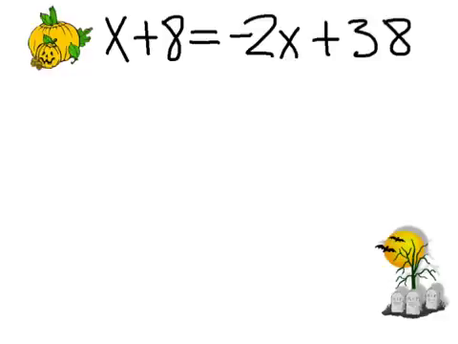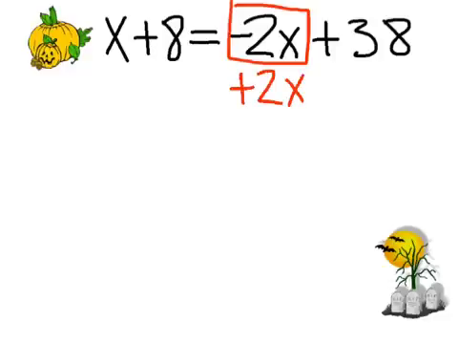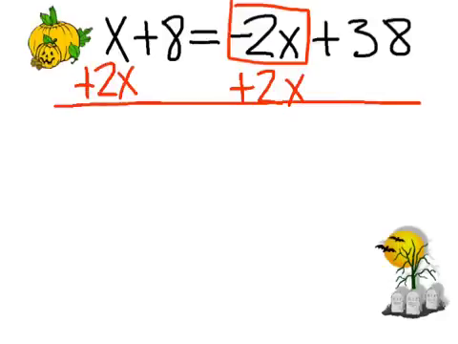Okay, for example 1, we want to try and get the x's all on one side and all of our numbers on the other side. So the first thing we're going to do is work on our x's. We have negative 2x on this side. We want to bring it to the other side, so we're going to add 2x. It's a negative 2x, that means we're adding.